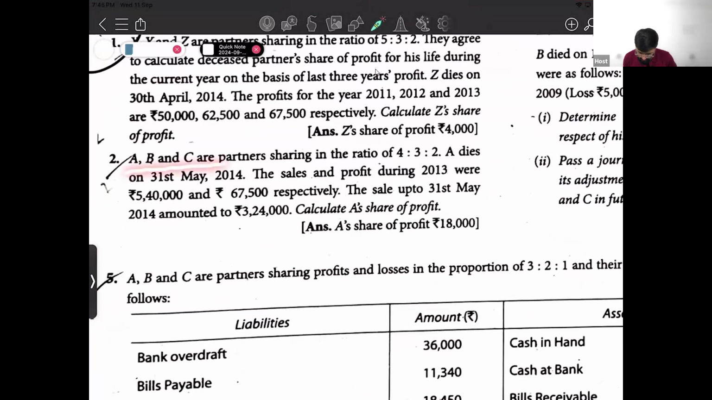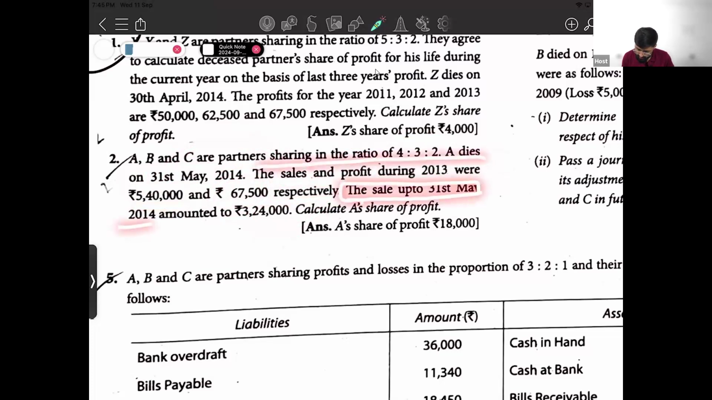A, B, and C are partners sharing in the ratio of 4:3:2. This is the profit sharing ratio. A dies on 31st May 2014. The sales and profit during 2013 were rupees 5,40,000 and 67,500 respectively. The sales was 5,40,000 and the profit for 2013 was 67,500.